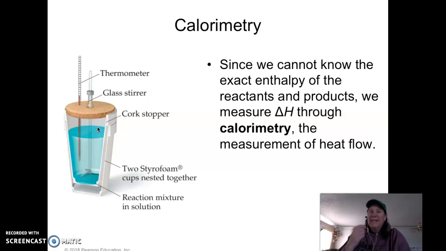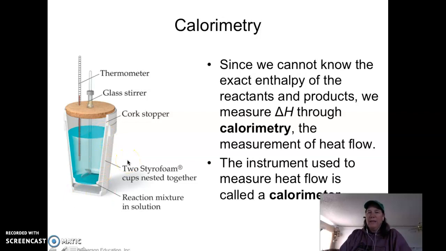But since we cannot know the exact enthalpy from the reactants and products, we can measure it through one of these. This unit is called a calorimeter, and basically it's set up to keep as much heat in as possible. You're going to lose a little around here and a little around here, so it's not perfect, but it's close enough. You have a stir, keep it up, and again, these are just styrofoam cups that keep in the energy. The instrument that we use to measure this is a calorimeter.